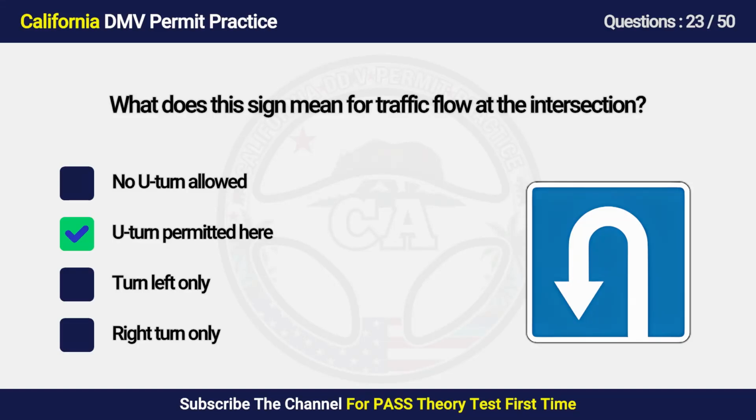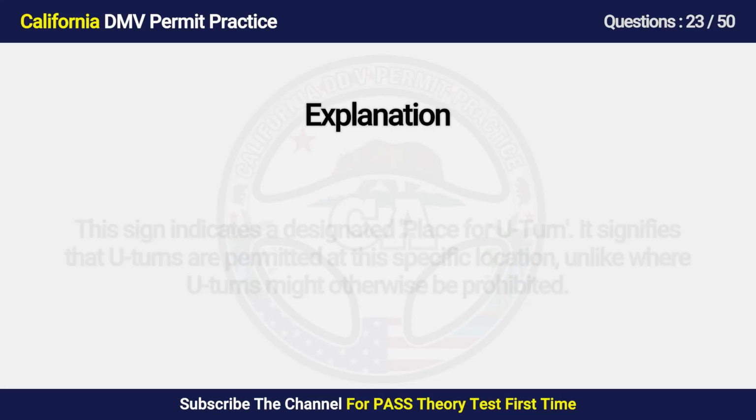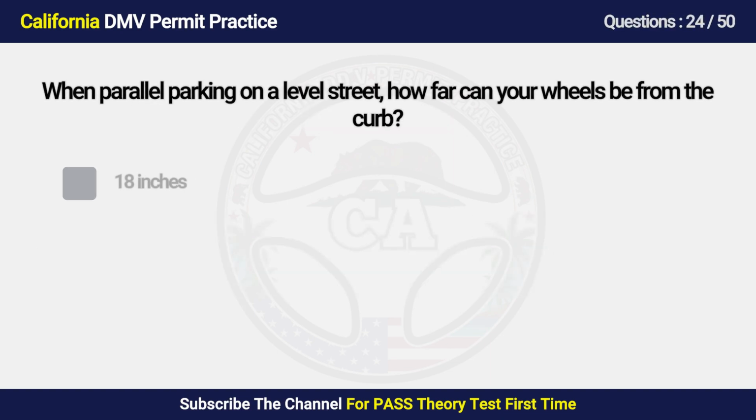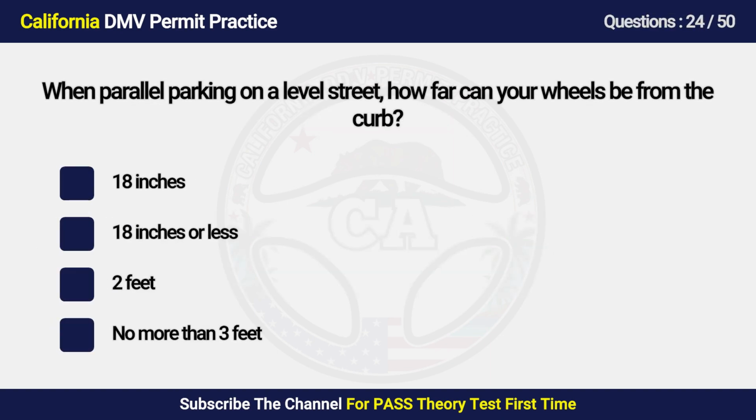Answer is B. U-turn permitted here. This sign indicates that U-turns are permitted at this specific location, unlike where U-turns might otherwise be prohibited. Question 24. When parallel parking on a level street, how far can your wheels be from the curb?